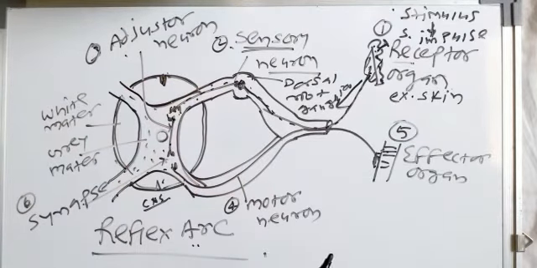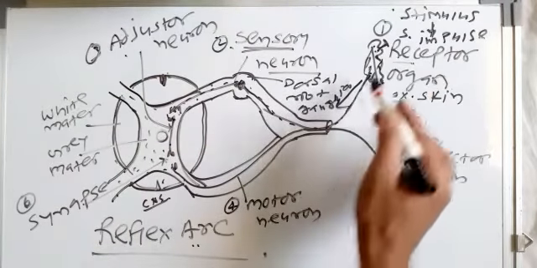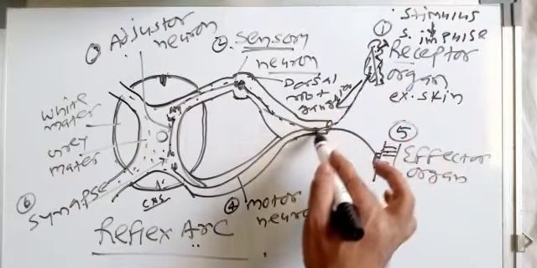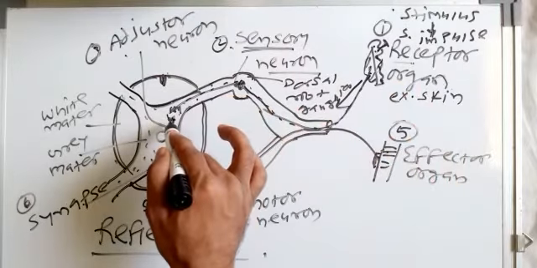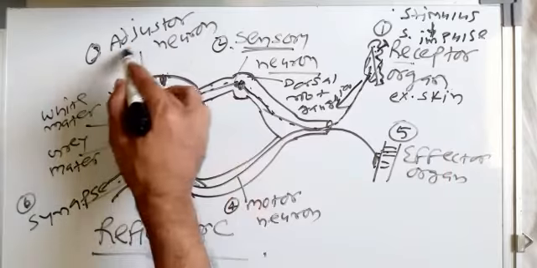क्या पता है? 2 पॉइंट. कहाँ है और क्या करता है? It is present in the dorsal root ganglion of spinal cord. It receives the sensory impulse from receptor organ and transmits it to the adjuster neuron. Then next component is adjuster neuron.